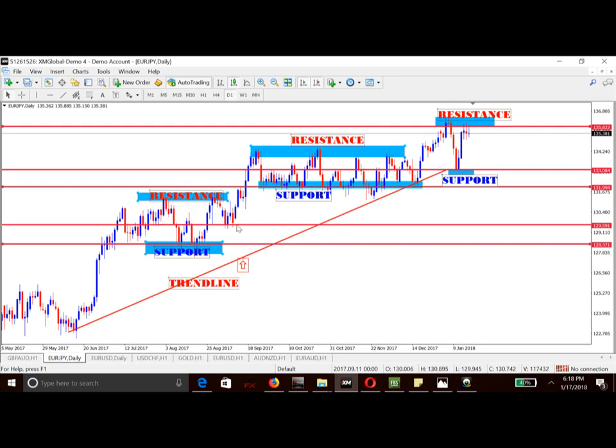So, put simply, your resistance is that zone which price got to, and there's force in that area and it has to go down. This is the area in which sellers are able to push price down and they are able to enter the market.